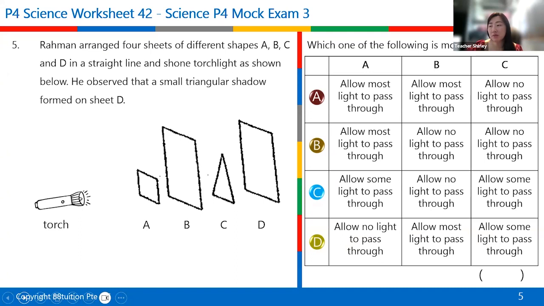Next one. Rahman arranged 4 sheets of different shapes A, B, C, D in a straight line. Shone torchlight as shown below. He observed that a small triangular shadow is formed on D. So there's a small triangular shadow on D. Which of the following is most likely true?